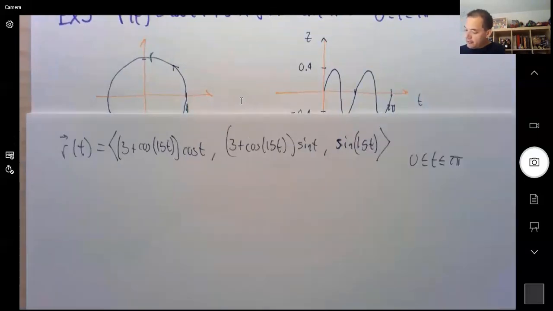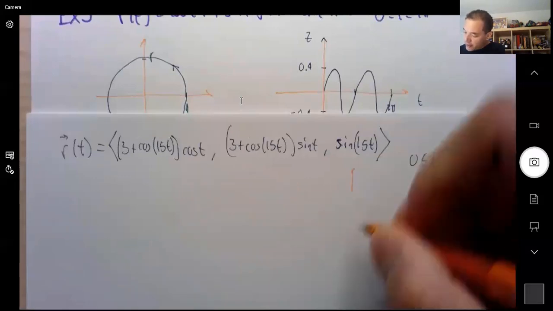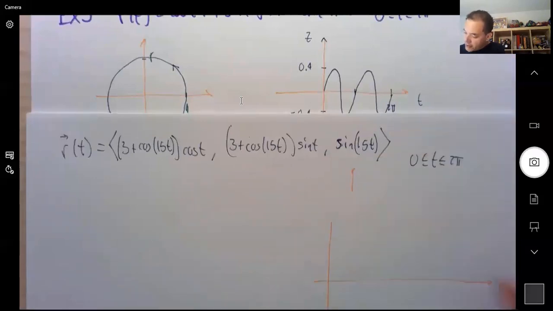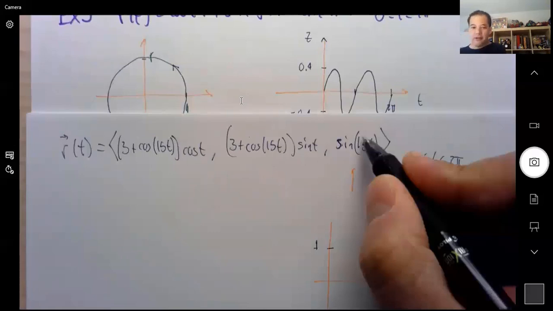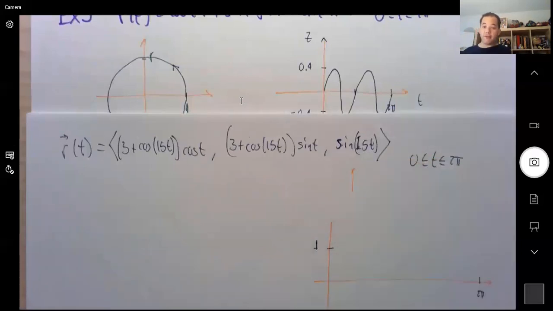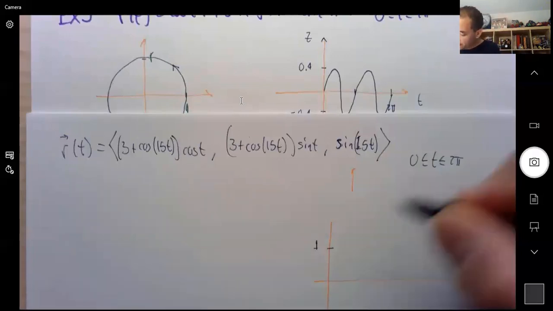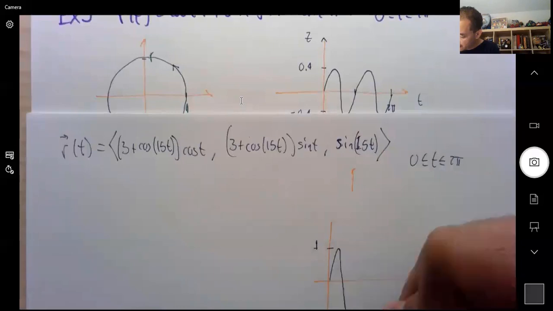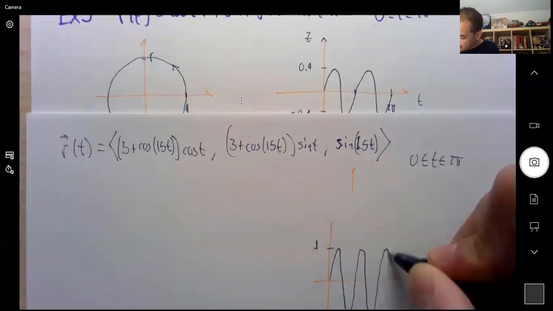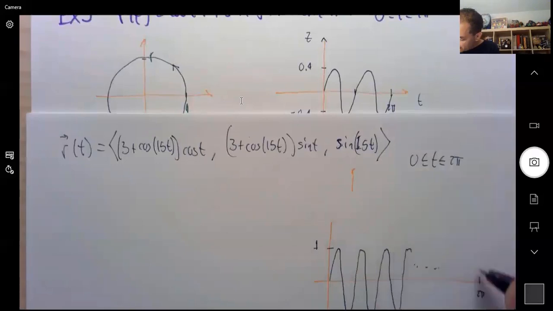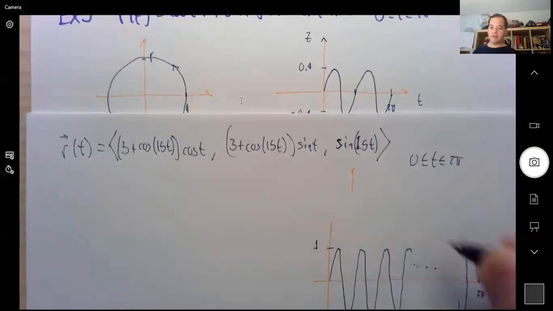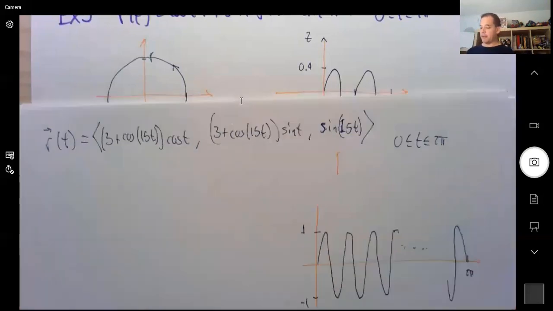So this z coordinate, if we draw it as we did before, is going to oscillate between -1 and 1. And the thing is, it has this 15t. So that 15t is going to make it go up and down many, many times, 15 times. I'm not going to be able to draw it, so I'll just start it, but it goes like this, and keeps going on like that till it finishes like this. It goes up and down 15 times. I don't want to do all of them.